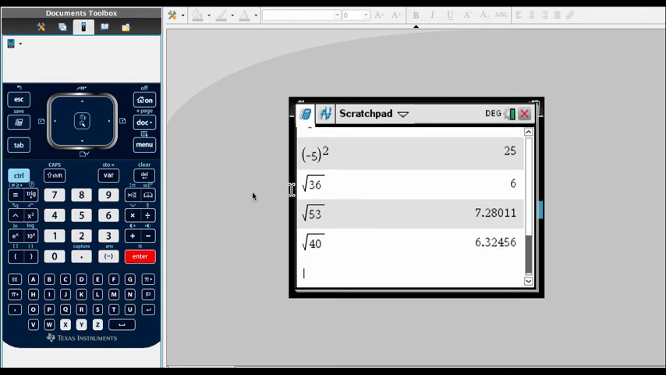Okay, again, it gives me an approximation. You're going to learn eventually how to simplify radicals, giving an exact answer. Square root of 40 would be 2 square root of 10, but for now this will be acceptable.